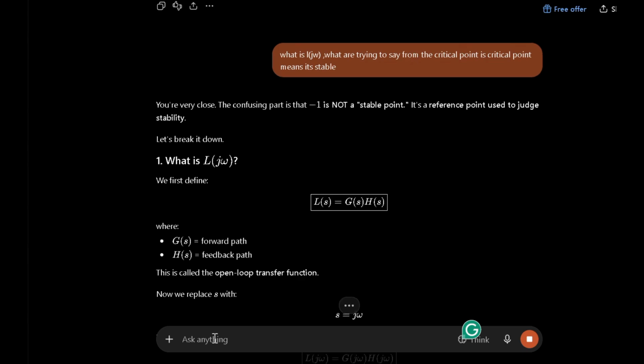So you are very close. The concluding part is that -1 is not a stable point. It's a reference point we use to get the stability. Let's break it down. What is L of j omega?